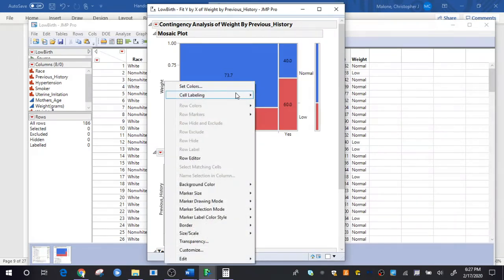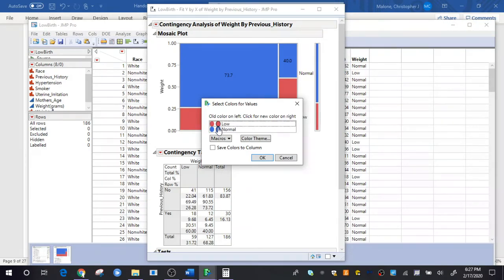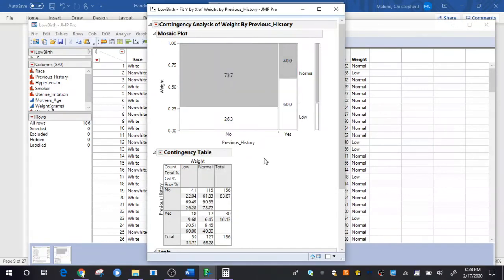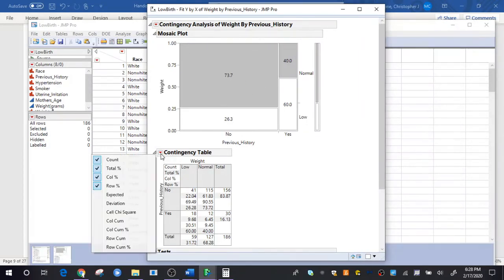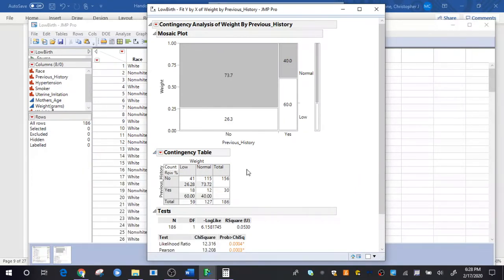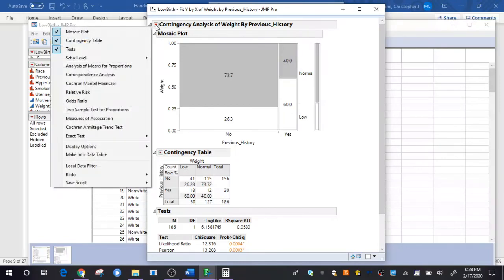You can change the colors of these if you want by set colors. I think in the notes the blue is actually gray and the low birth was white. So there's that 26% and that 60%. Now what I want to do is get a breakdown of this information on smokers and non-smokers. So I want to take that into consideration as well.